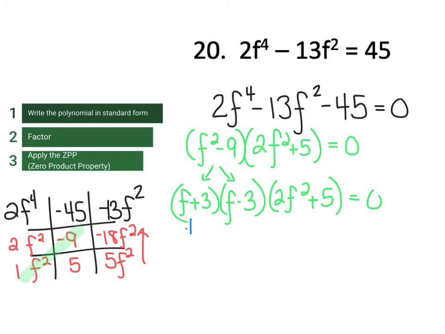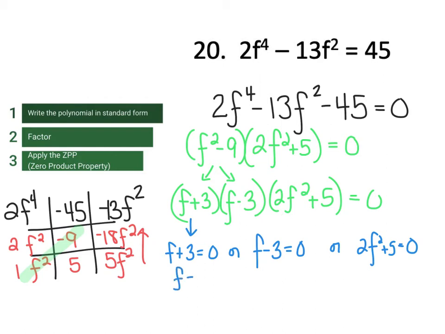But I still go and I apply the zero product property, which gives me f plus 3 equals 0, or f minus 3 equals 0, or 2f squared plus 5 equals 0. So the first two are simple. I subtract 3, and I get f equals -3, or add 3, and I get f equals positive 3.